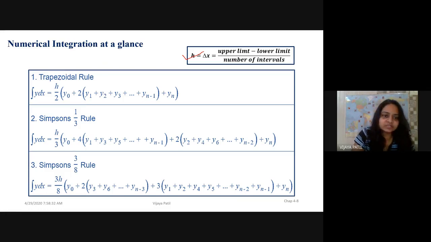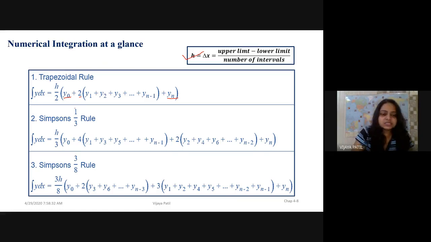The formula for the trapezoidal rule is h by 2 times y0 plus 2 times the remaining terms plus the last term. If you observe, this is my first term, this is the last term, and their coefficients are 1. The other coefficients are 2, and they are clubbed in one bracket. So this is the trapezoidal rule.